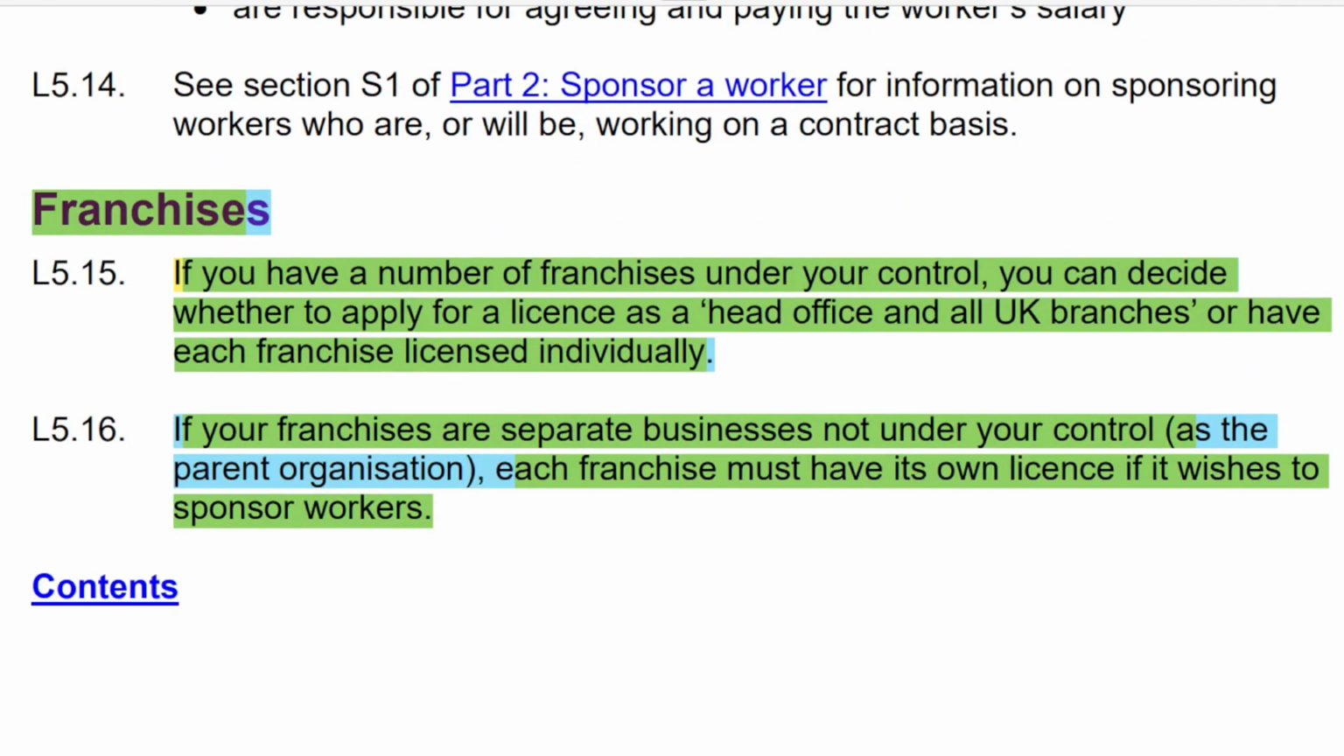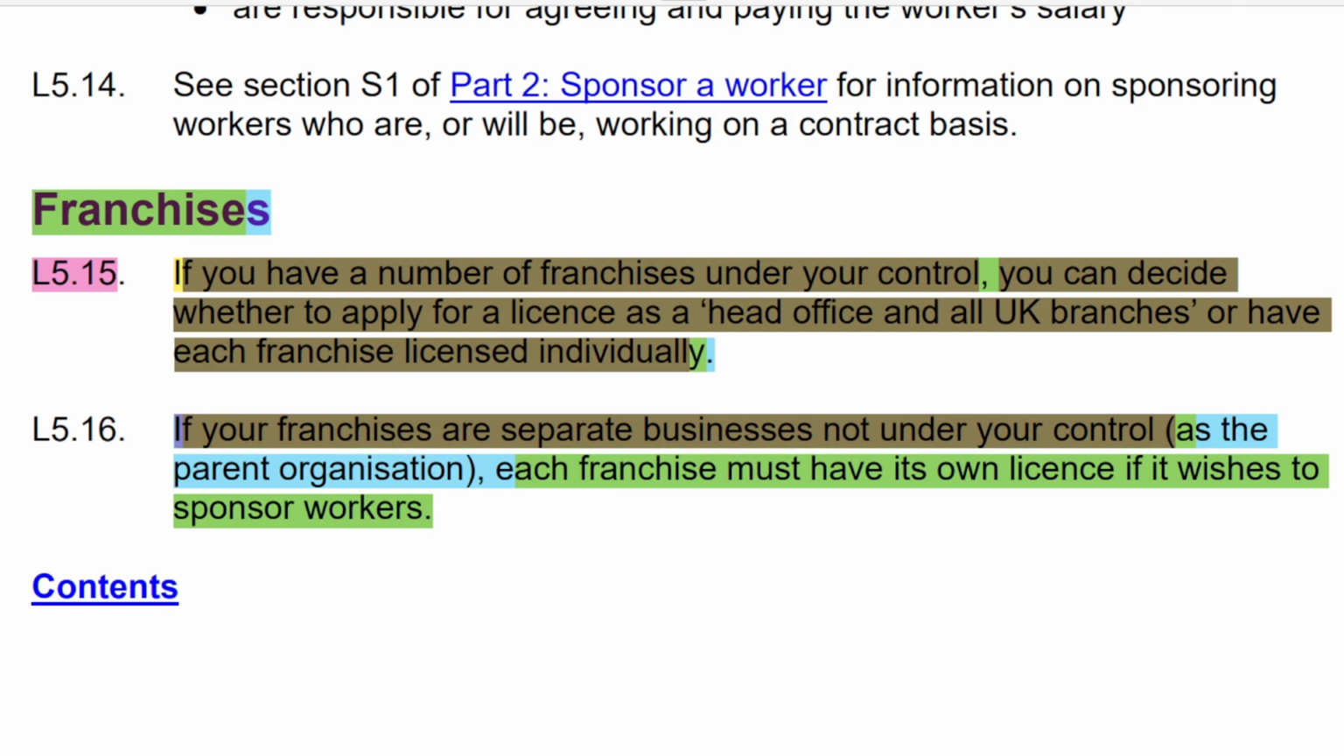Now we will discuss the franchisee part, which is L5.15. If you have a number of franchisees under your control, you can decide whether to apply for a license as a head office and all UK branches, or have each franchisee licensed individually. There is a benefit and there is a problem. The benefit is if one branch goes down, the other branches will stay up. If the head office goes down, then all the branches will go down. Now, if your franchisees are separate businesses, not under your control.